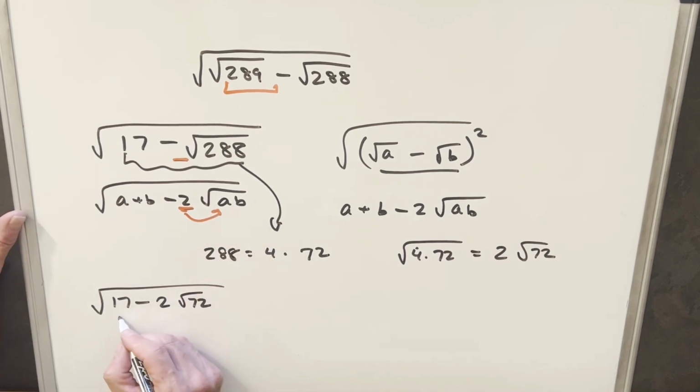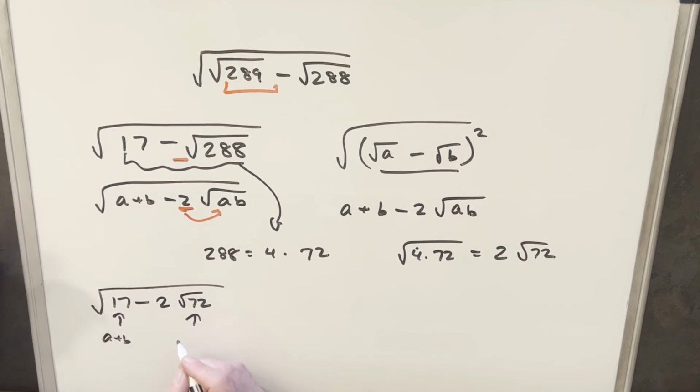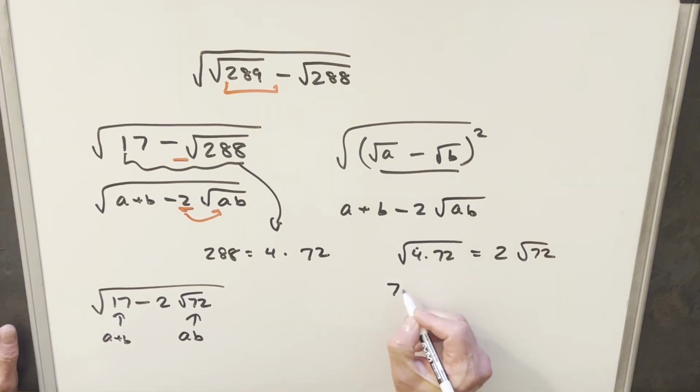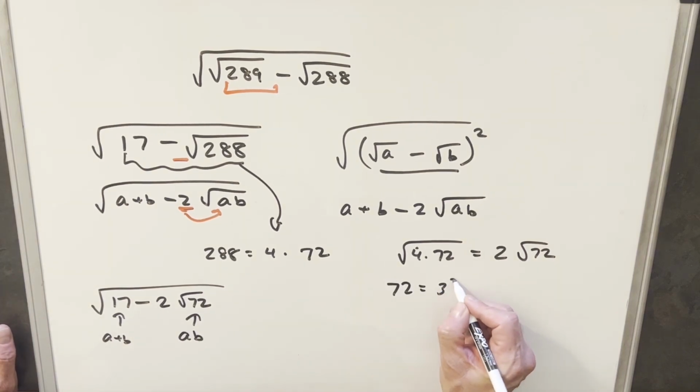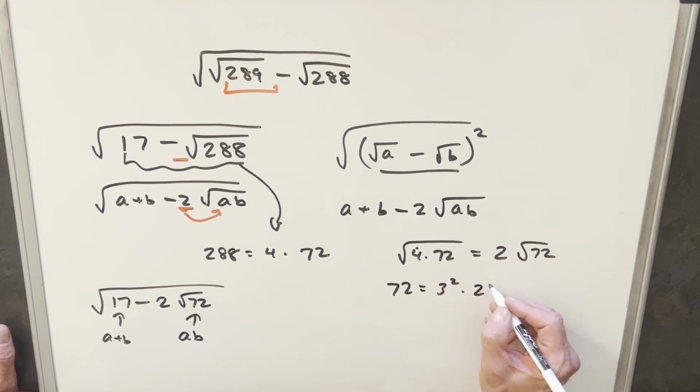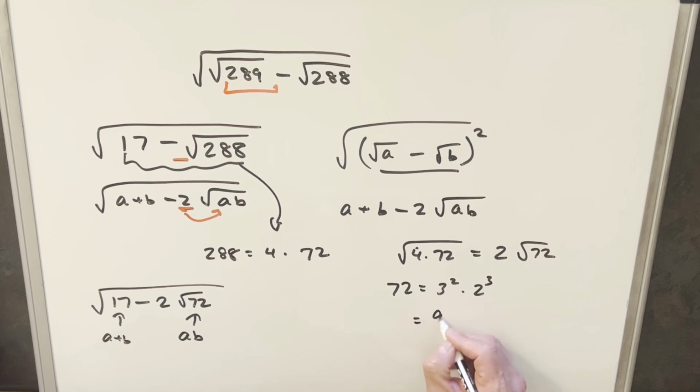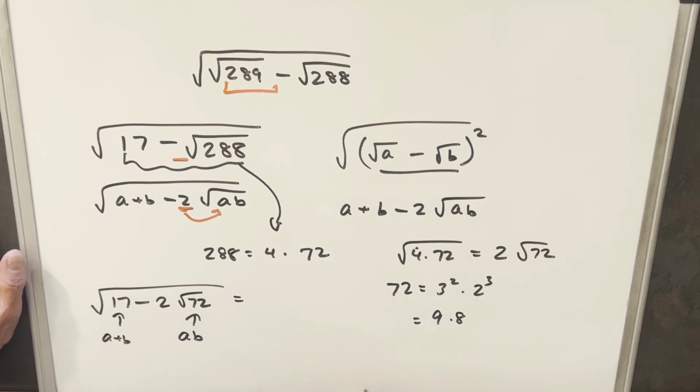And now we're getting closer, because we're saying we want 17 again to be a plus b, and we want 72 to be a times b. What we can do is look at the factorization of 72. So 72 is 3 squared times 2 cubed. You could mess with this, but you'll notice that if we have this as 9 times 8, 9 times 8 is 72, and 9 plus 8, if we look at our a plus b, gives us 17. So therefore, going back to this formula, I can write this whole thing.